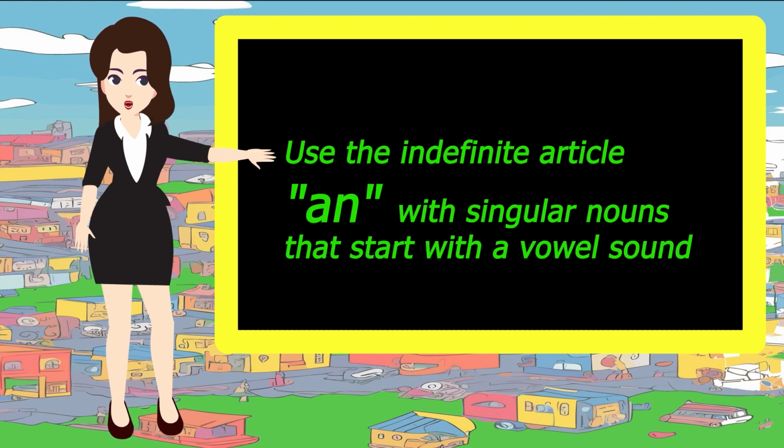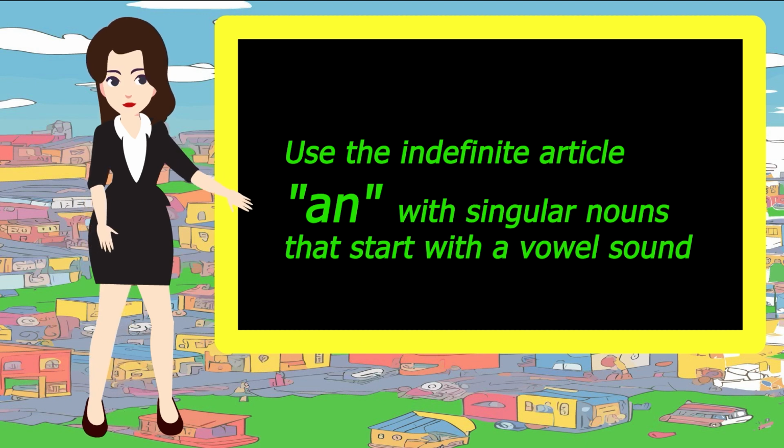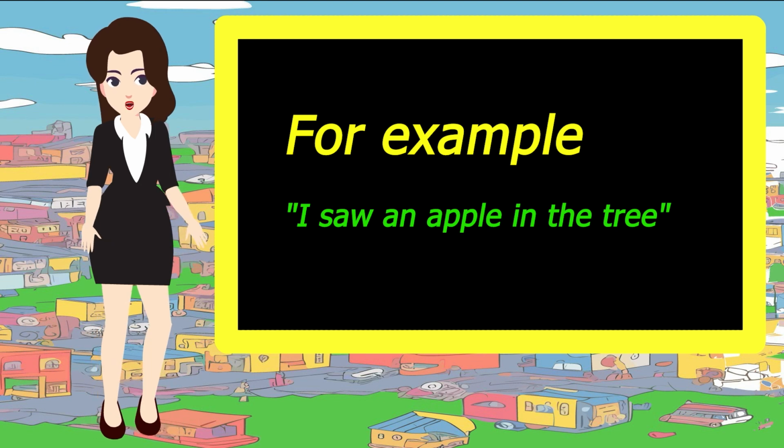Use the indefinite article "an" with singular nouns that start with a vowel sound. For example, I saw an apple in the tree.